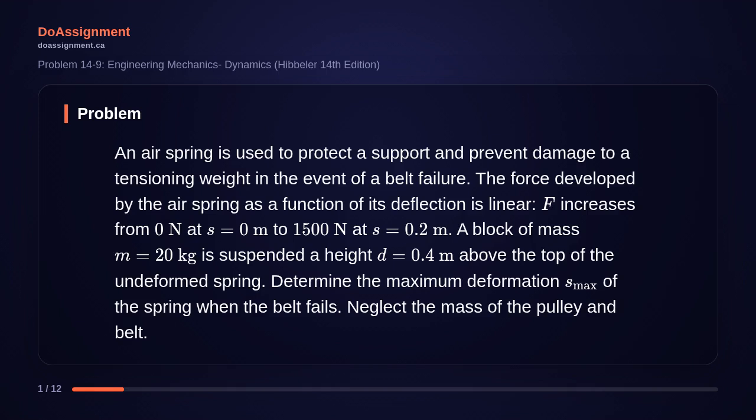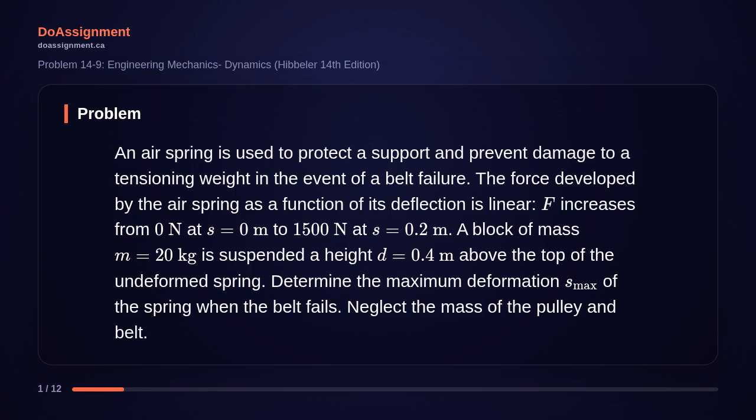An air spring is used to protect a support and prevent damage to a tensioning weight in the event of a belt failure. The force developed by the air spring as a function of its deflection is linear. The force increases from 0 newtons at s equals 0 meters to 1500 newtons at s equals 0.2 meters. A block of mass 20 kilograms is suspended at a height d equals 0.4 meters above the top of the undeformed spring. Determine the maximum deformation S max of the spring when the belt fails. Neglect the mass of the pulley and belt.